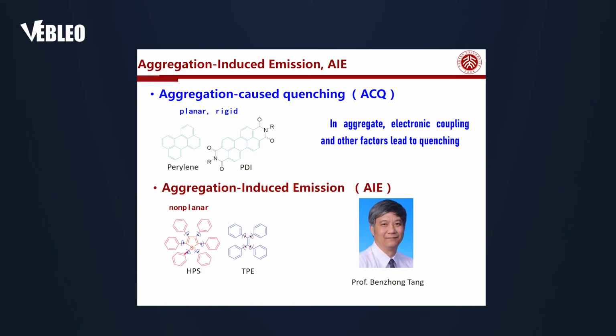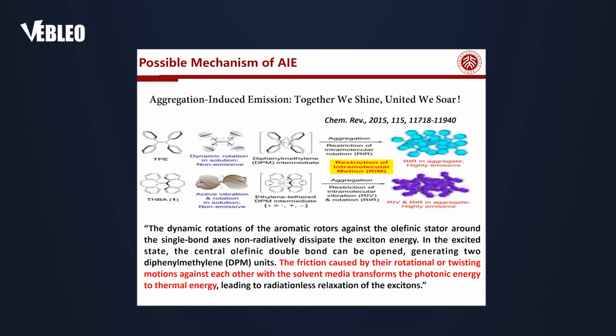For such an abnormal and very interesting phenomenon, many mechanisms have been proposed to explain it. Among them, this one is the most popular, and it is stated in a Chemical Reviews paper published in 2015. This is their central idea, the sentence marked in red: the friction caused by their rotational or twisting motions against each other and the solvent media transforms the photonic energy into thermal energy.